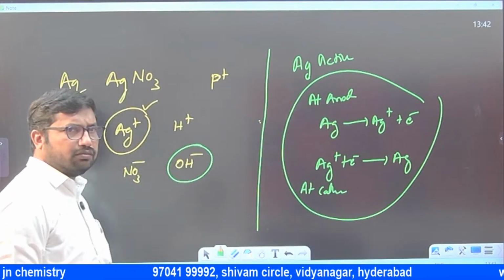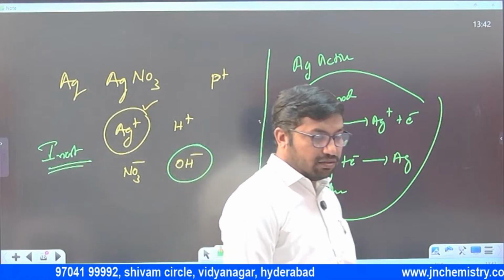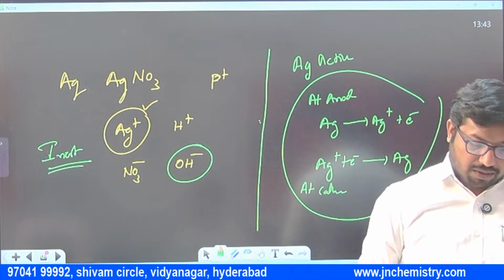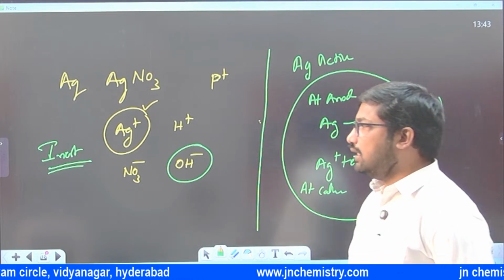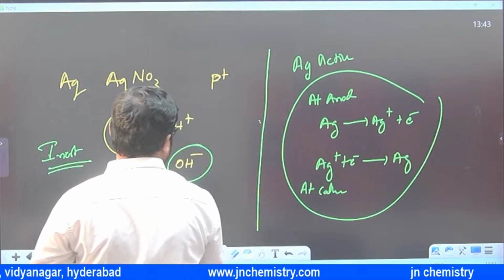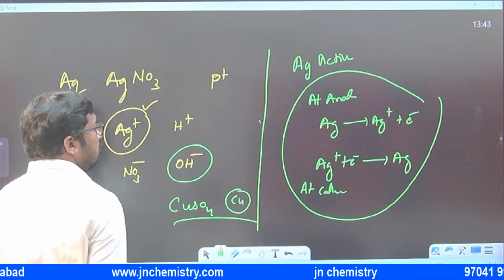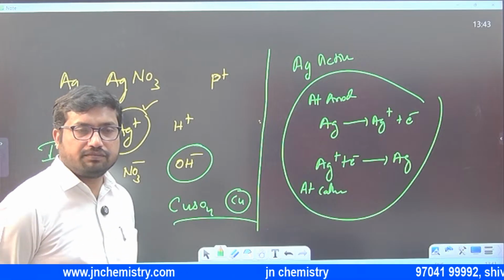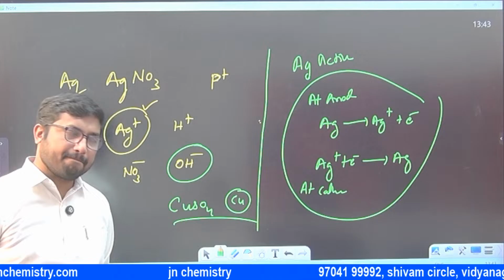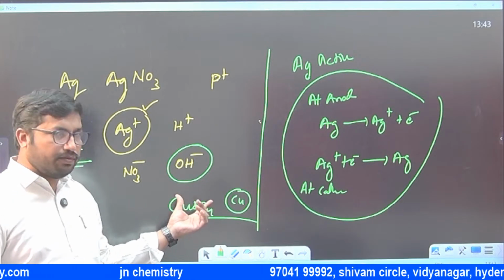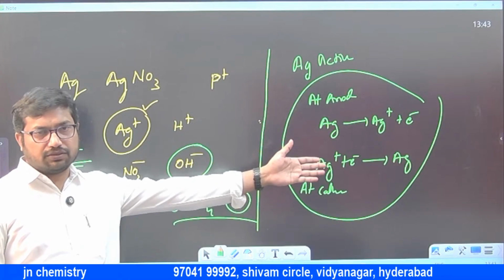It need not be Ag, it could be anything. For example, I can take copper sulfate, CuSO4, with a copper active electrode. When copper is used, copper undergoes oxidation: Cu gives rise to Cu 2 plus plus 2 electrons.